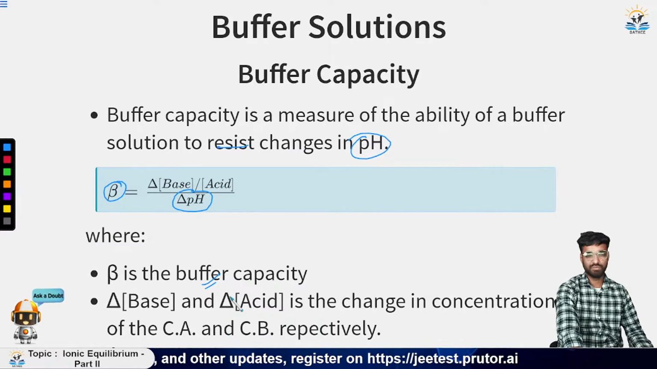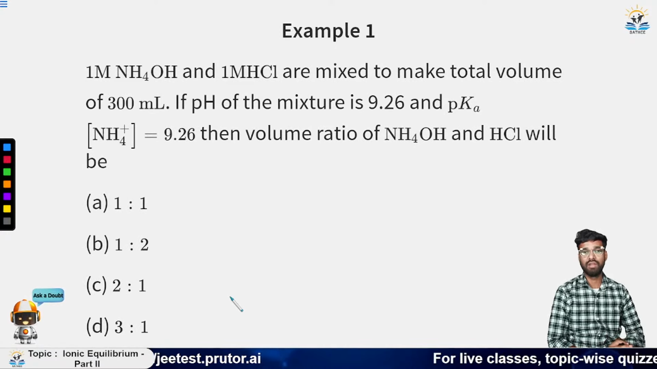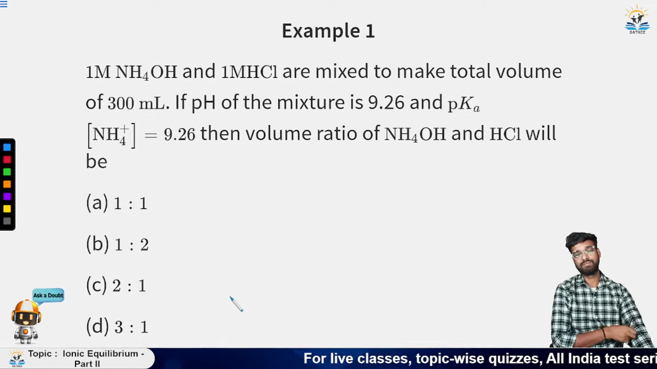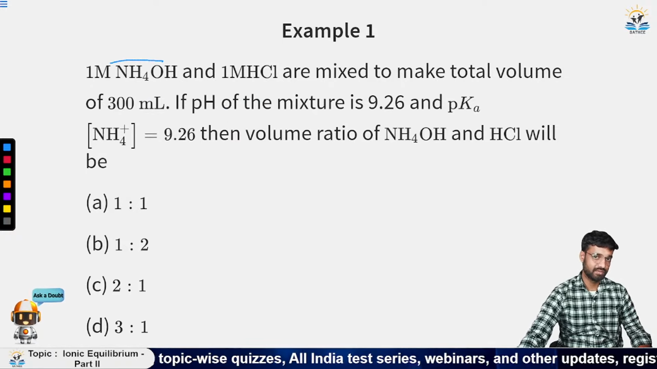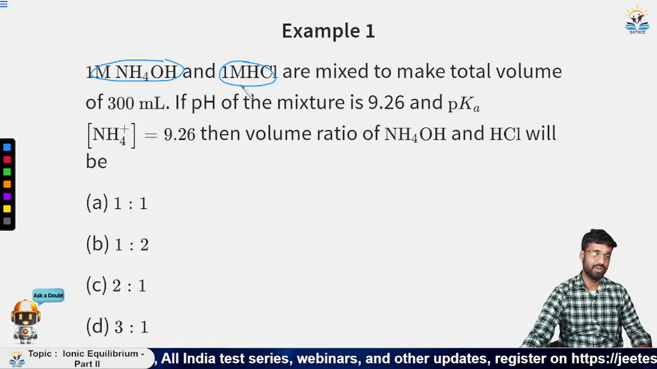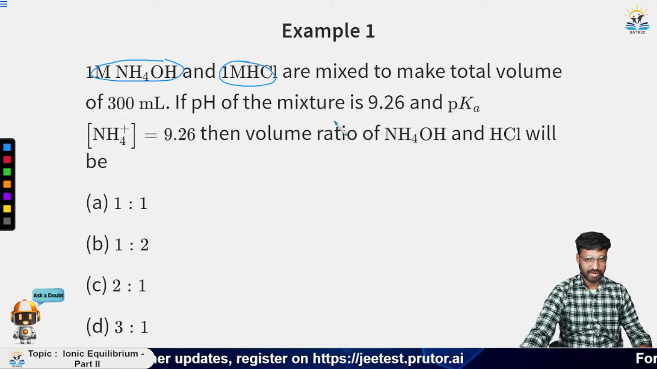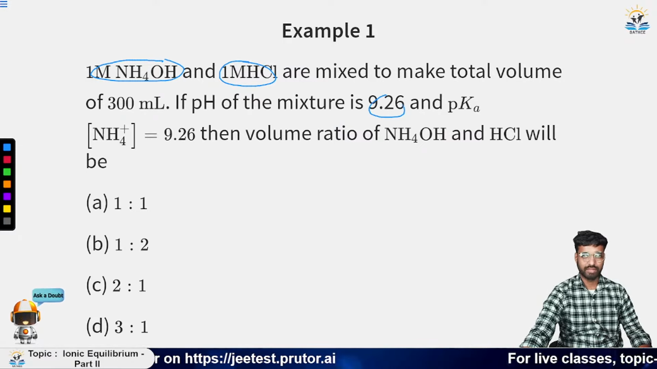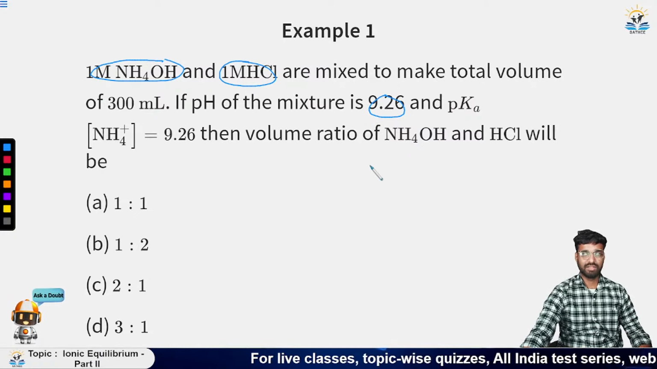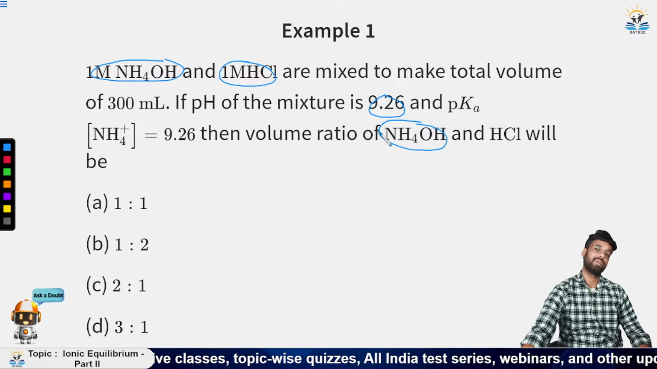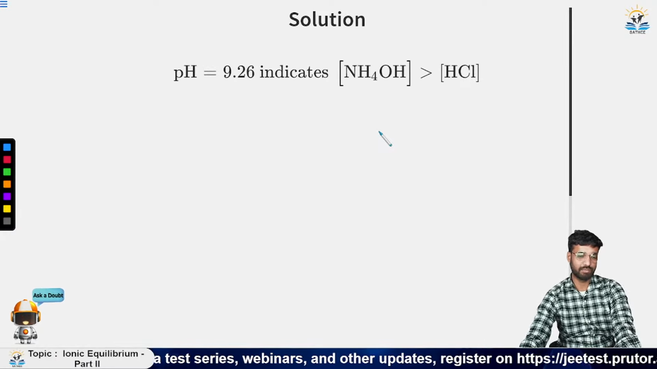Now let us move to some of the questions. I put some questions here so you can get a clearer grasp of this chapter. The question says we have 1 M NH4OH and 1 molar HCl, and we are mixing them to make a total volume of 300 ml. If the pH of the mixture is 9.26, what is the pKa? This pK is given, and we need the volume of NH4OH that we are having. Let us see how we will solve it. I put up a solution here, very clear. I will explain it to you.